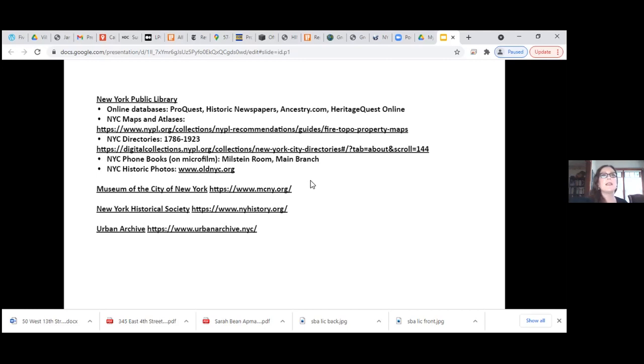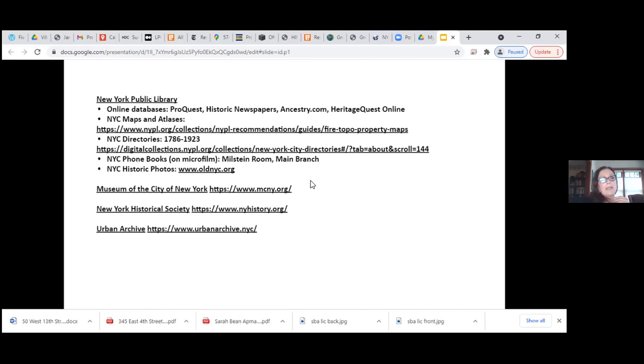During COVID, because people couldn't go into the branches, with your New York Public Library card you could still access these online databases. They also have historic maps and atlases. That's where you would go to find out possibly historic block and lot numbers or changes in addresses. Changes in not just street names, but street numbering sometimes happens. So it's good to understand if the street address changed for your property over time, because that's going to affect your searches.